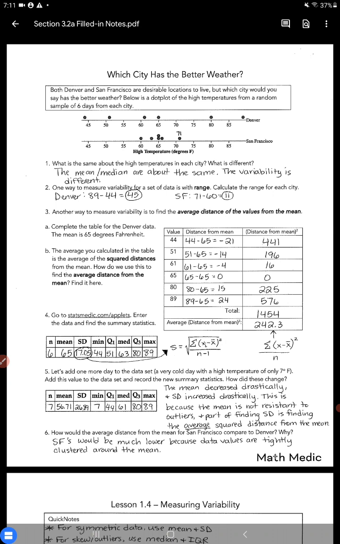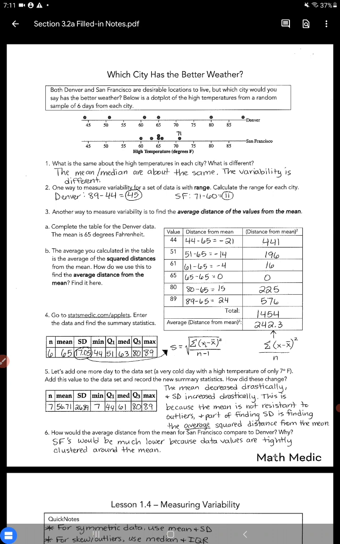And we have lots of different ways that we can assign a number to the spread of the data, and one of those ways is with range. And the way that we find the range of a data set is by taking the maximum number minus the minimum number. So for Denver, I took the maximum, which is 89, minus the minimum, which is 44, and I got a range of 45. For San Francisco, their maximum was 71. And their low was 60. Well, 71 minus 60 is 11. So you can see the huge difference there in the range for those two cities.